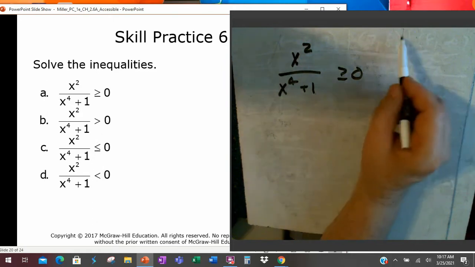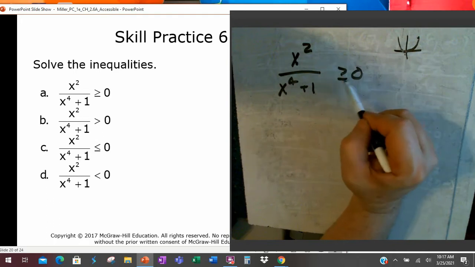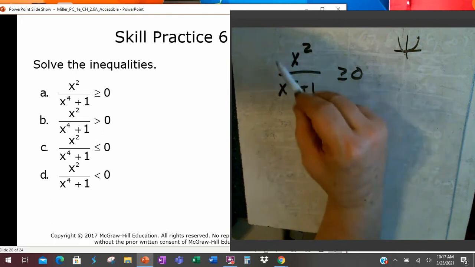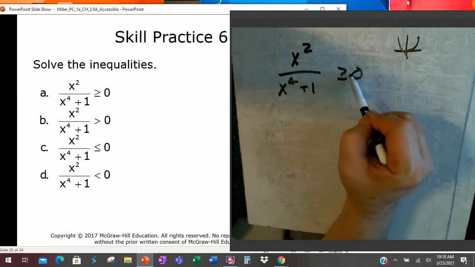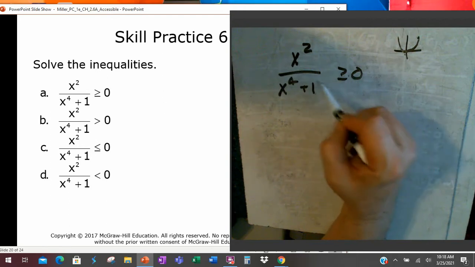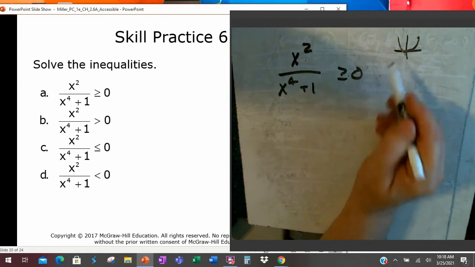X squared, that's that basic graph. The only place this thing is going to be equal to 0, remember, is the top. Nothing in the bottom can make me equal 0. Makes it pretty small, but not 0. So I know this was just the x equal to 0.